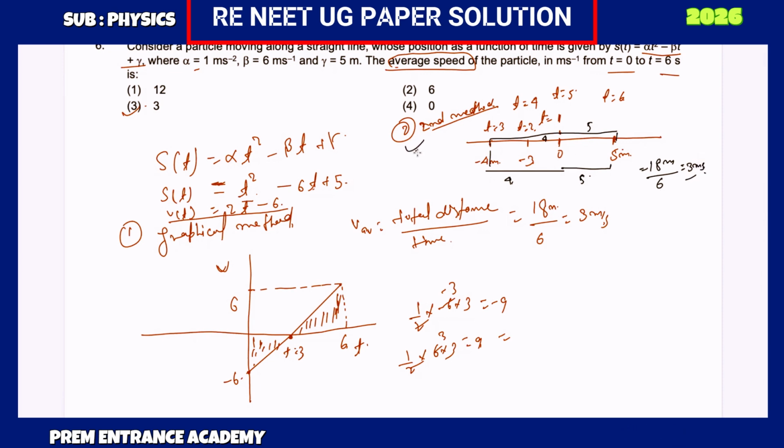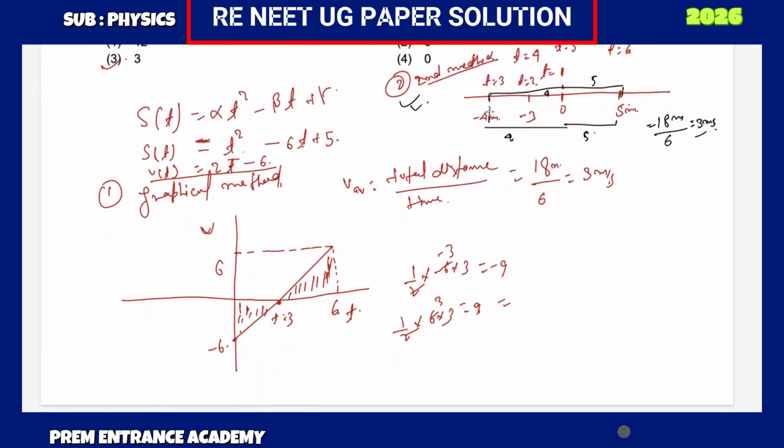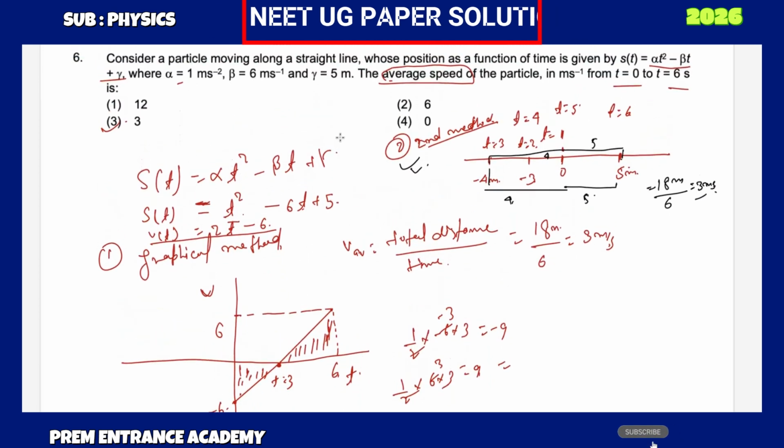So this is a logical method. Through equations, you can find the total distance traveled by the particle and then ultimately find the average speed using the formula, total distance upon total time taken. Another way is through the graphical method. So both methods can be used to find the average speed in this question.